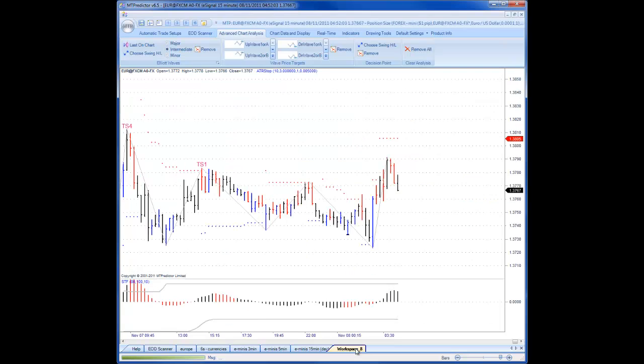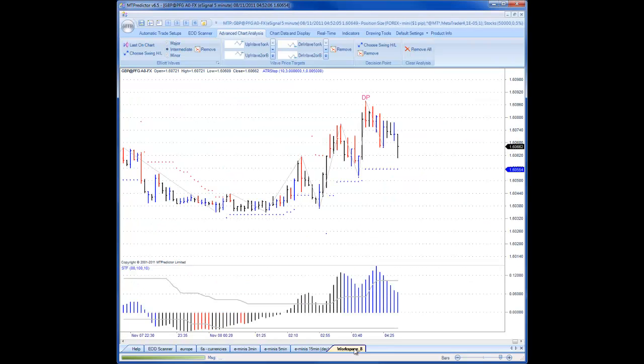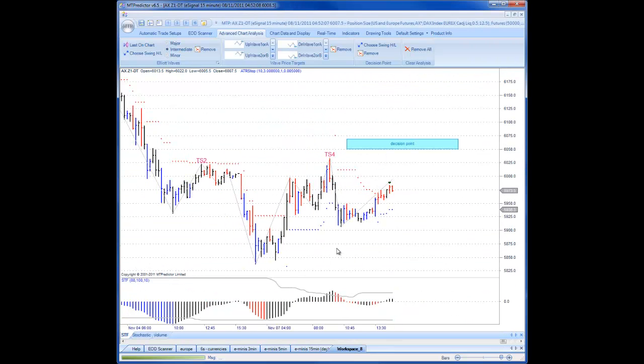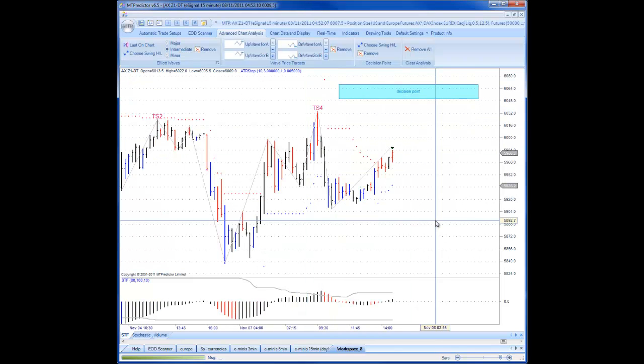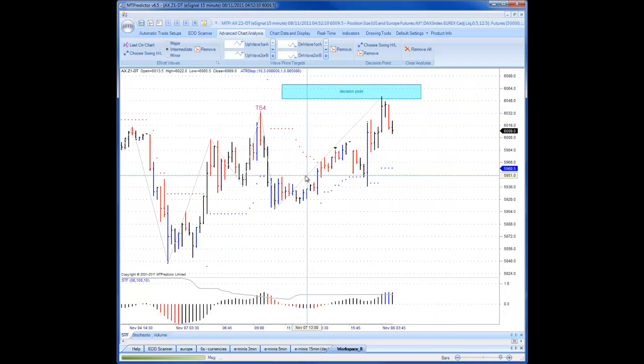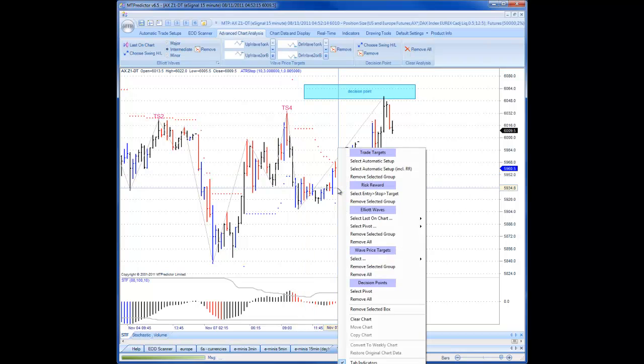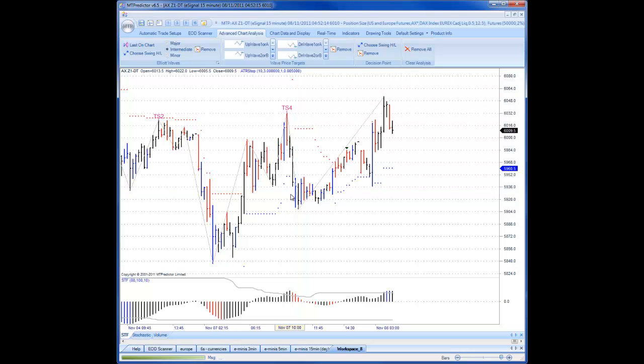Another quick example, if I go back to the 15-minute chart of the DAX, I just want to show you, I'll just leave the chart there, just delete everything. I just want to show you what unfolded around this point here. If I again go to the decision point tool, click on choose swing high or low, come back to the prior pivot here, can you see how at this point here, we're actually at 15-minute DP support?